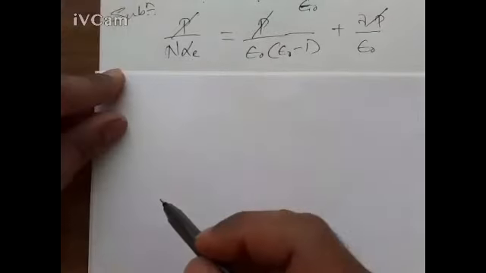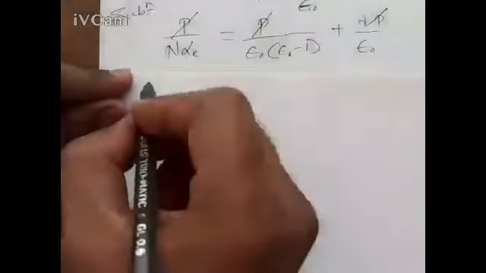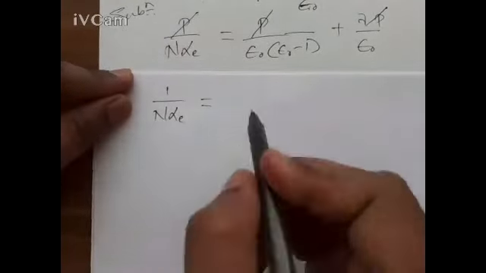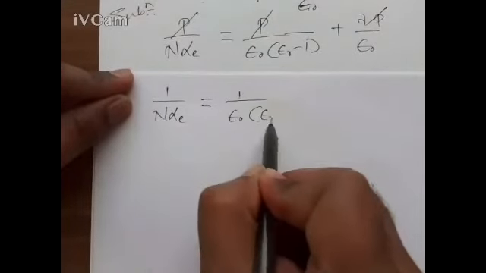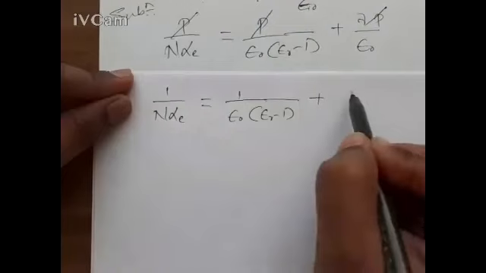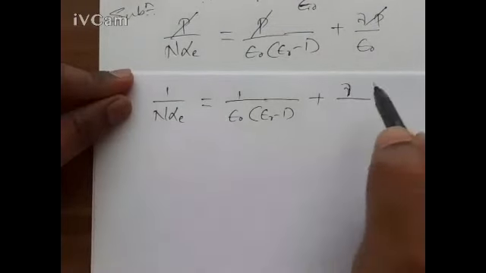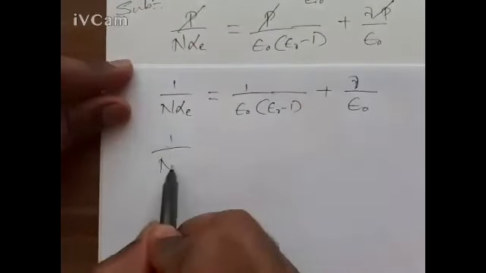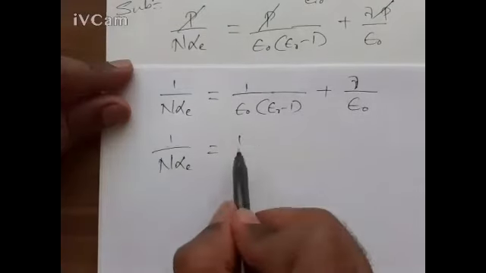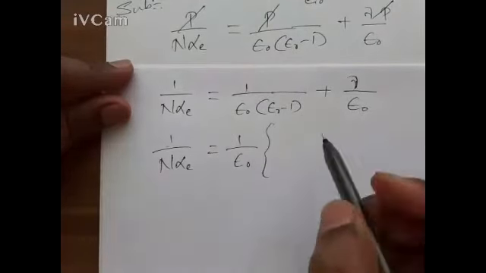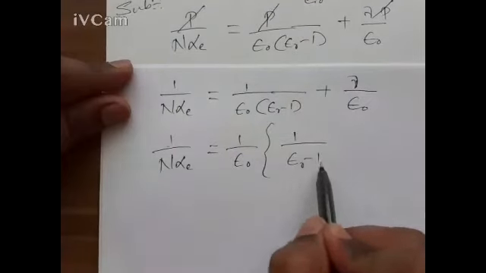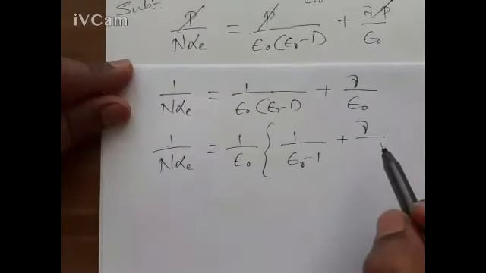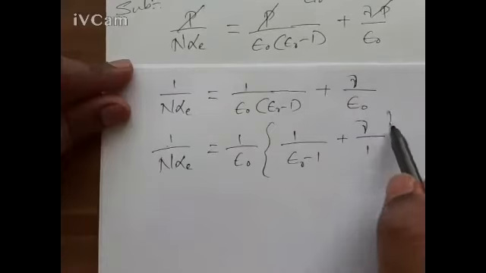Fine. So what I remain with is 1 divided by n epsilon E is equal to 1 divided by epsilon naught into epsilon r minus 1, plus 1 divided by gamma divided by epsilon naught. I'll take this epsilon naught out, 1 divided by epsilon naught. What I remain with is 1 divided by epsilon r minus 1 plus 1 divided by gamma, only gamma is remaining here.